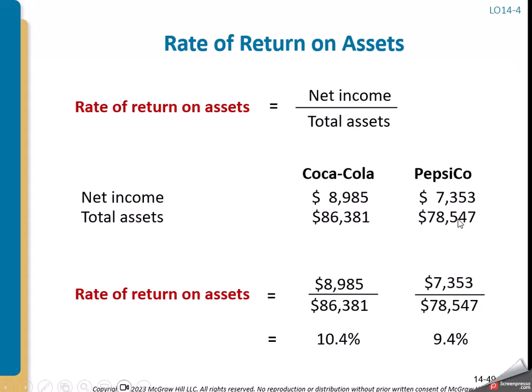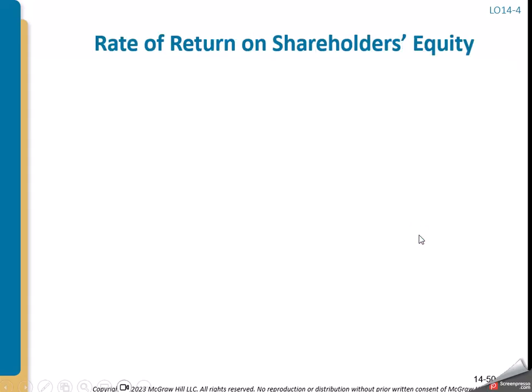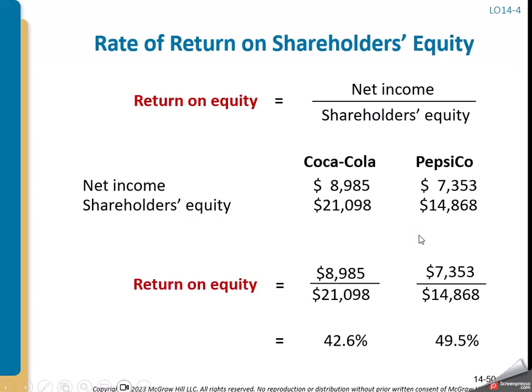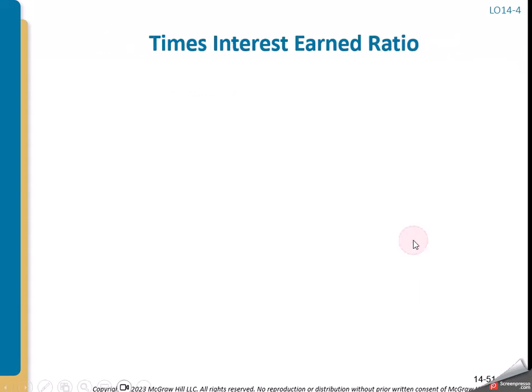Then we have our return on assets, so net income divided by our assets. So how our assets are making us money. And again, you'd like that to be higher than the interest rates. Our return on equity is how we are using our stockholders' equity to make money. And again, the higher the better on that.